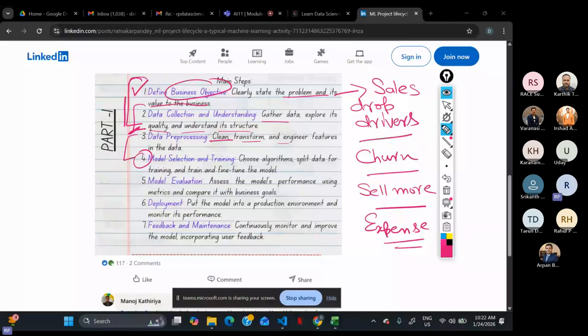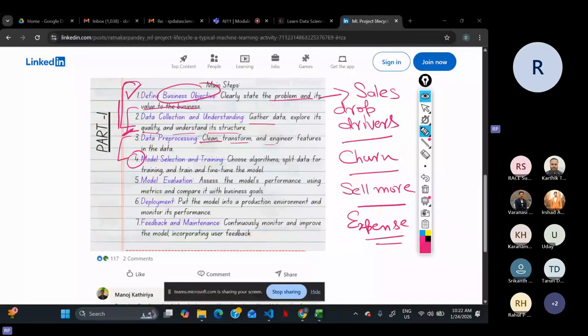Based on the requirement, if our logistic regression is not performing well, we can use other models. This is the brief.